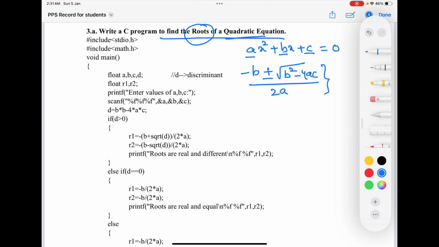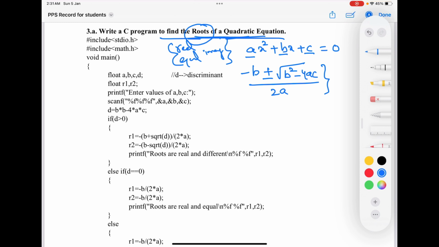We'll implement a C program to find the roots of a quadratic equation. Basically these roots can be real, imaginary, or equal. Based on the values, the roots belong to one particular category. The roots may be real, the roots may be equal, or the roots may be imaginary. So when will these three cases be true for this equation?